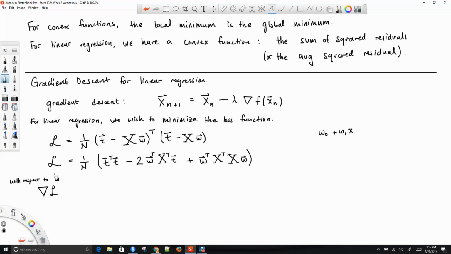Okay, and so perhaps you need to look up how these things go, but what's the gradient with respect to W going to be here? T transpose T: 0, right? Because this is not a function of W, so that goes away. That's going to be 0. Okay. What about negative 2 W transpose X transpose T? So yeah, this would be negative 2 X transpose T.